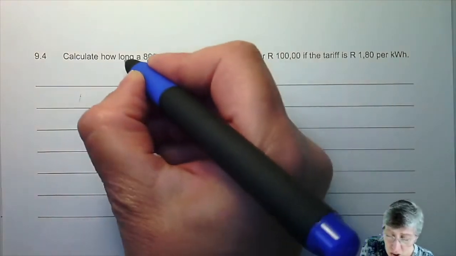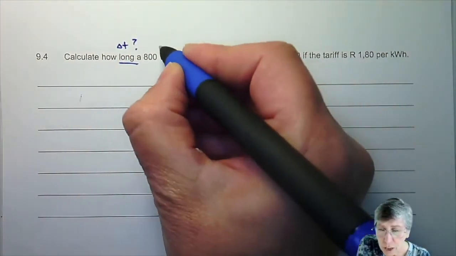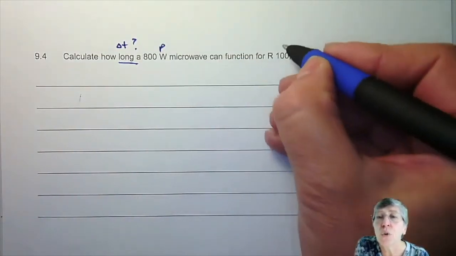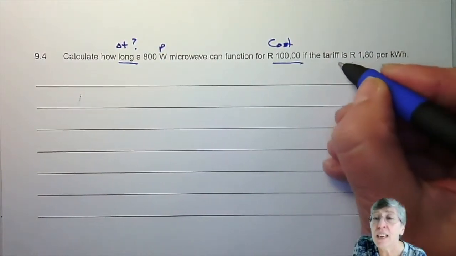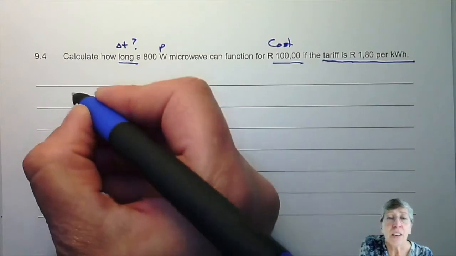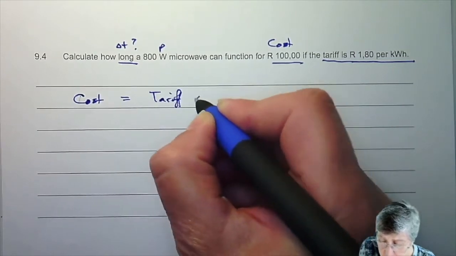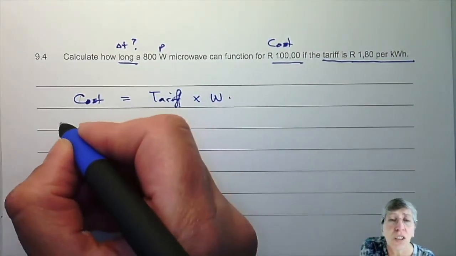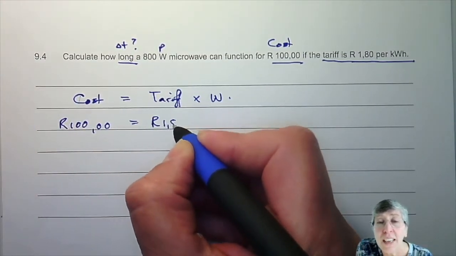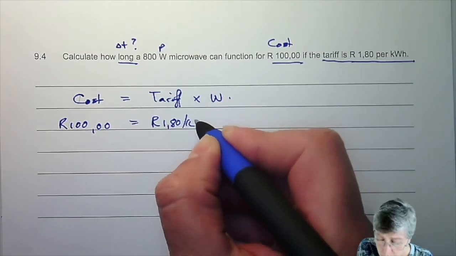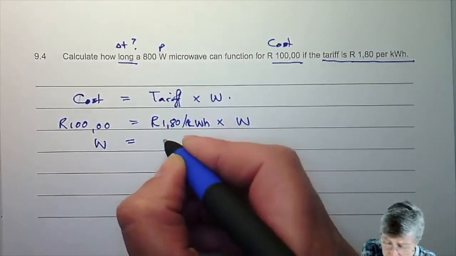In the second question, they're asking us how long, so we are looking for delta T. They're giving us a microwave oven, so we've got the P. They give us the total cost. They've got 100 Rand, and they're giving us the tariff as well. Okay, so cost is always my tariff times the energy used. Now the total cost is 100 rands, and the tariff is 1.80 Rand per kilowatt hour, and then I just need the energy from there.